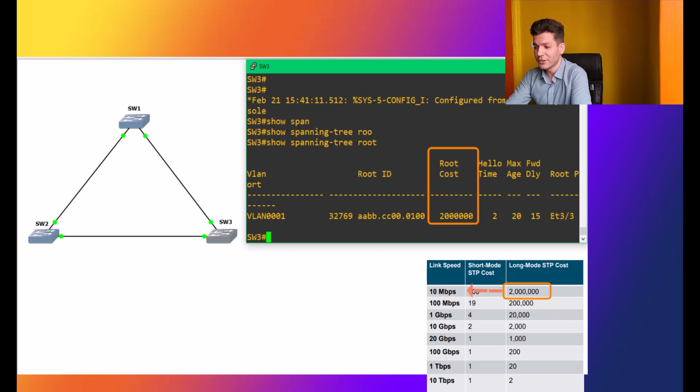But one question, what if it was 10 terabit per second? The cost would be 2. This is really cool and practical, right?